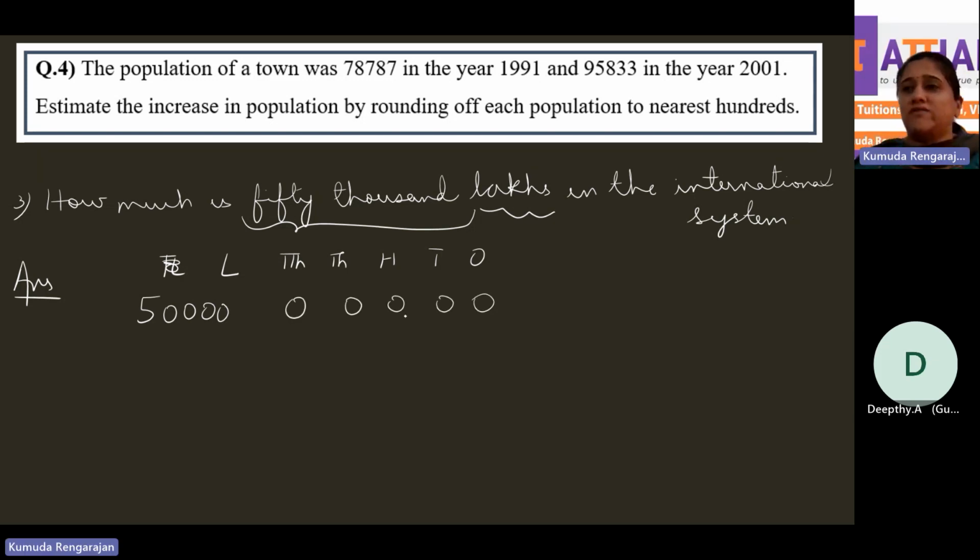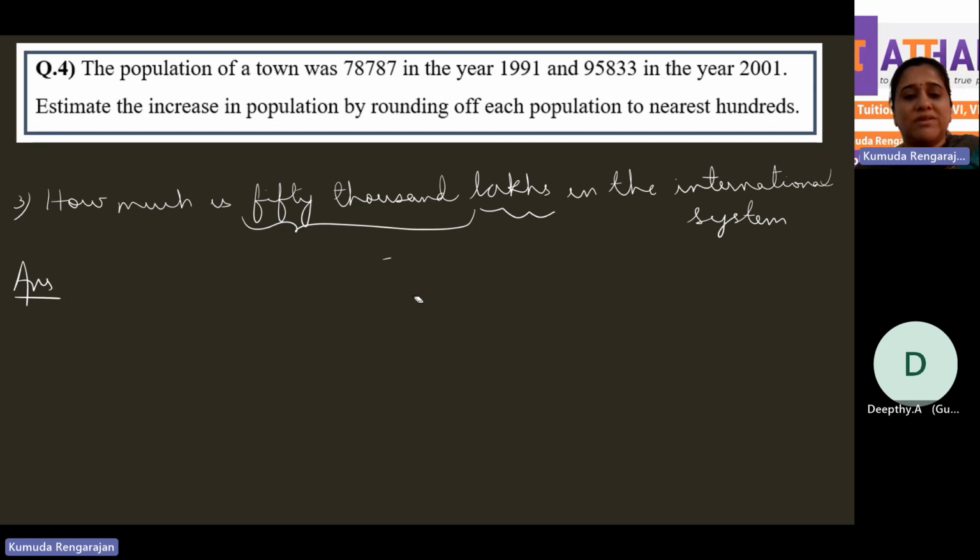Because lakhs will always be followed by 5 zeros. When we say 1 lakh, it is 1 followed by 5 zeros. 2 lakhs, 2 followed by 5 zeros. 3 lakhs, 3 followed by 5 zeros. So do you all understand? 50,000 lakhs, so write 50,000 followed by 5 zeros. See, I have written 50,000 followed by 5 zeros.